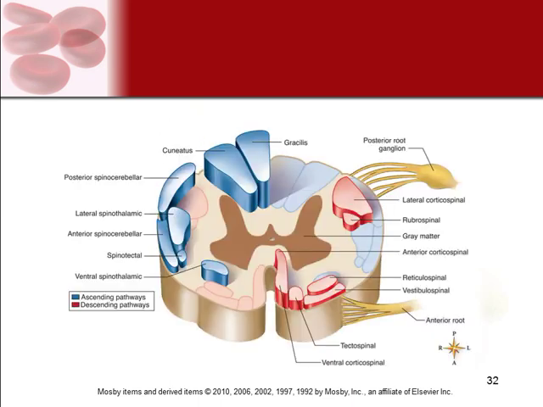And then here's a picture so that you can see that little H-shaped section of the gray matter. So you can see here the gray matter surrounded by some white matter. You can see these nerves kind of coming off of it.